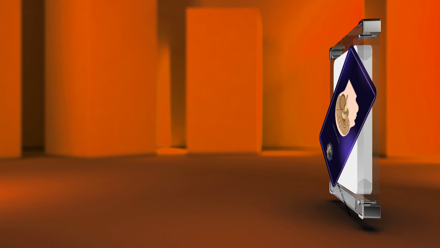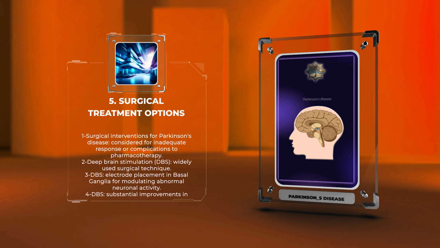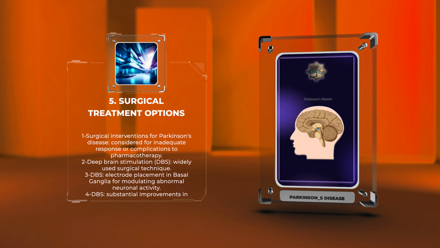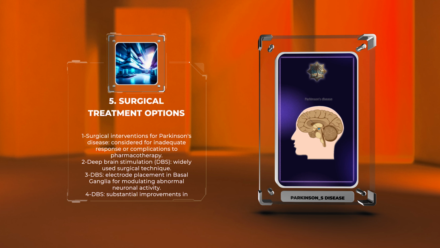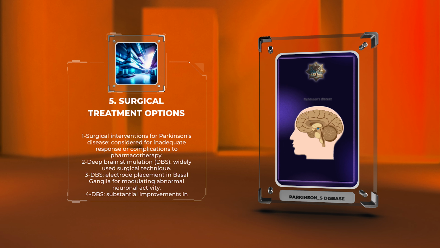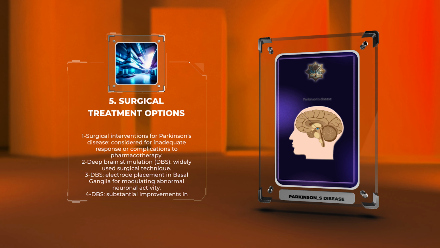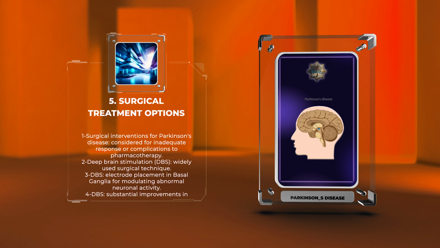For patients who do not respond adequately to pharmacotherapy or develop medication-related complications, surgical interventions can be considered. Deep brain stimulation, DBS, is a widely used surgical technique that involves electrode placement in specific regions of the basal ganglia to modulate abnormal neuronal activity. DBS can provide substantial improvements in motor symptoms and quality of life for suitable candidates.